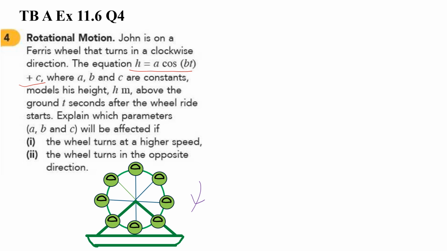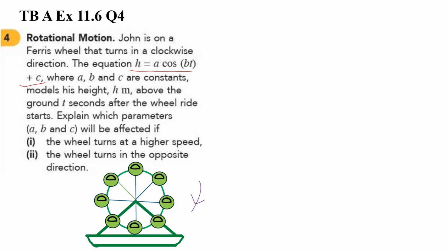That's for part 1, and part 2, the wheel turns in the opposite direction. This one doesn't really have any calculations, but it's more like testing your understanding of what your a, b, and c represent. We all know that a represents the amplitude of the trigo function, so that one doesn't change at all. That's the height, right? Whether you change to clockwise or anti-clockwise direction, higher speed or lower speed, the amplitude will still remain the same. The axis of the curve will still remain the same.